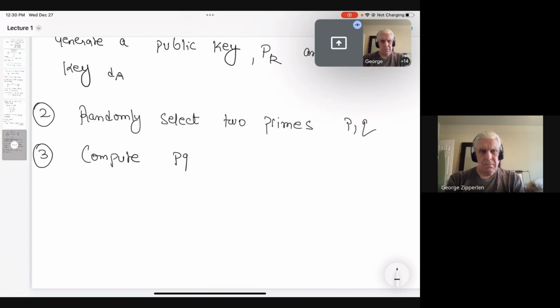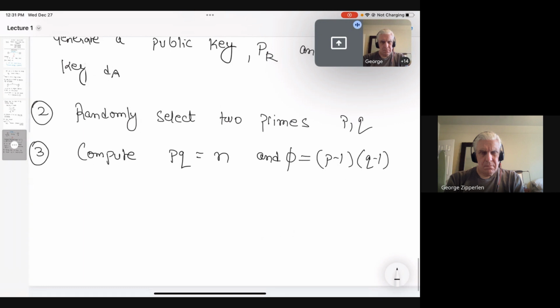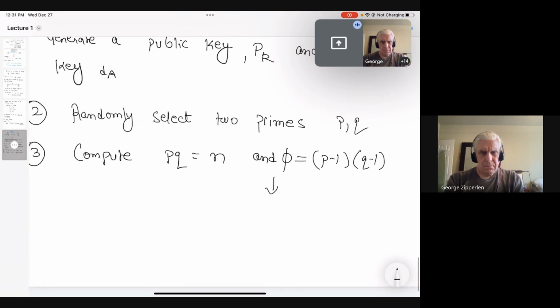And let's give it a name. Let's call this N, okay? And I also compute P minus 1, Q minus 1. And this number, P minus 1, Q minus 1, it seems quite random when we see it first. But there is a reason why we choose this product, P minus 1, Q minus 1, right? It has got to do, so this has a name. This phi is what we call Euler's phi function or Euler's totient function.